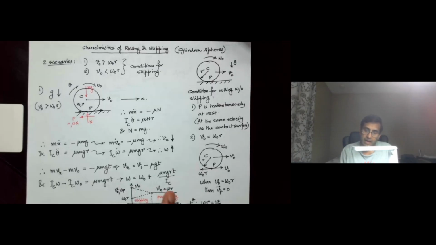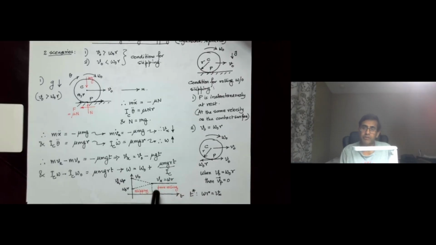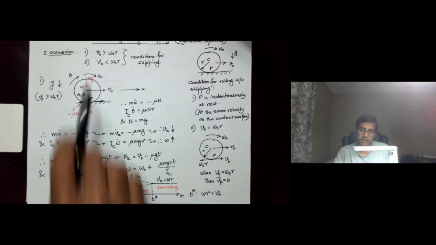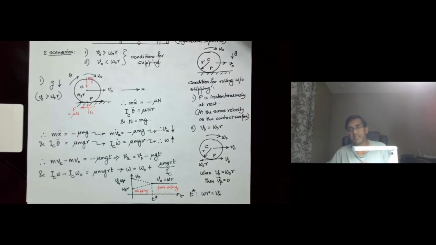And if that's the case, we derived the equation of motion, and we could integrate it. What was interesting is that we found that as the motion of the disk proceeds under this condition, V0 greater than omega naught r, which causes slipping, the velocity decreases from V0 linearly as a function of time, whereas the angular velocity increases from omega naught, again linearly as a function of time.